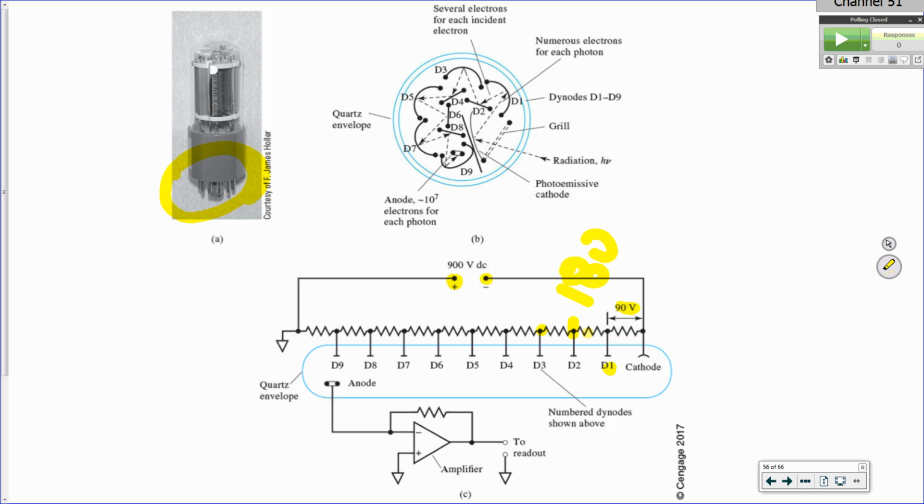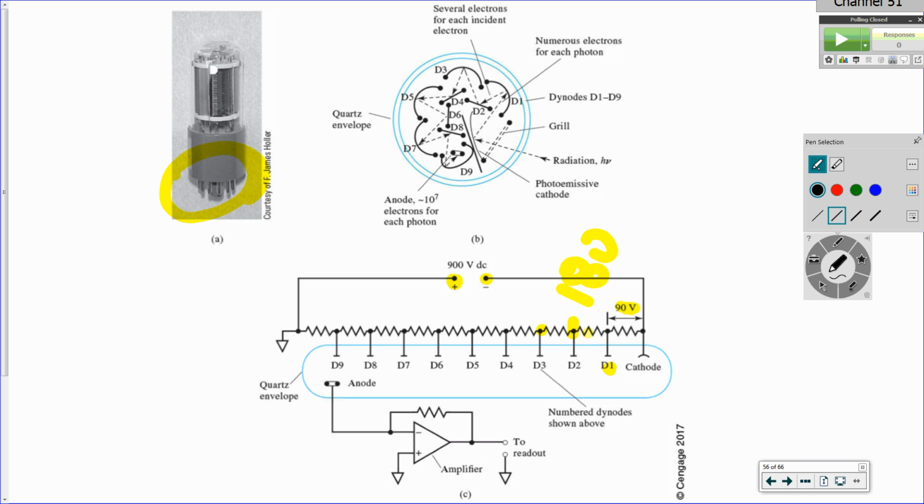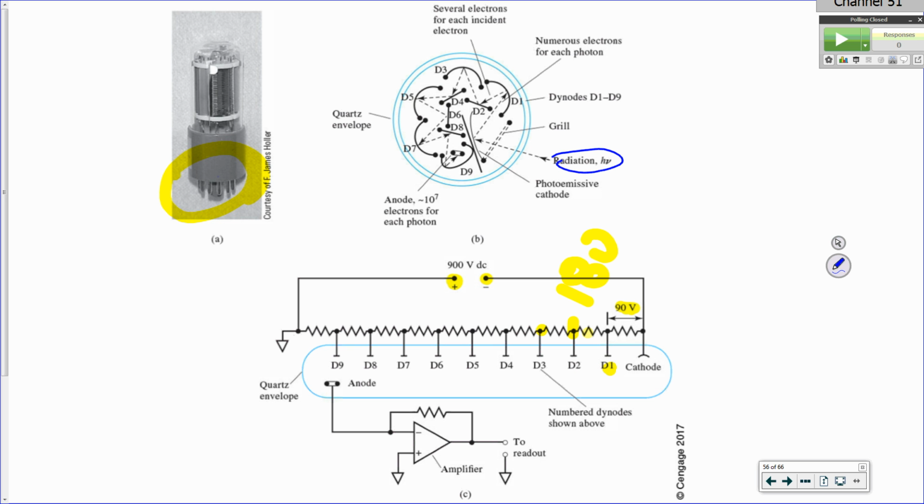Okay, so here's kind of the idea of what's going on. So light comes in. Radiation comes in. It strikes and emits an electron off. It's attracted to D1. It hits this first dynode, and for every electron that comes in, it ejects 2 to 3 electrons off. And that's the amplification.